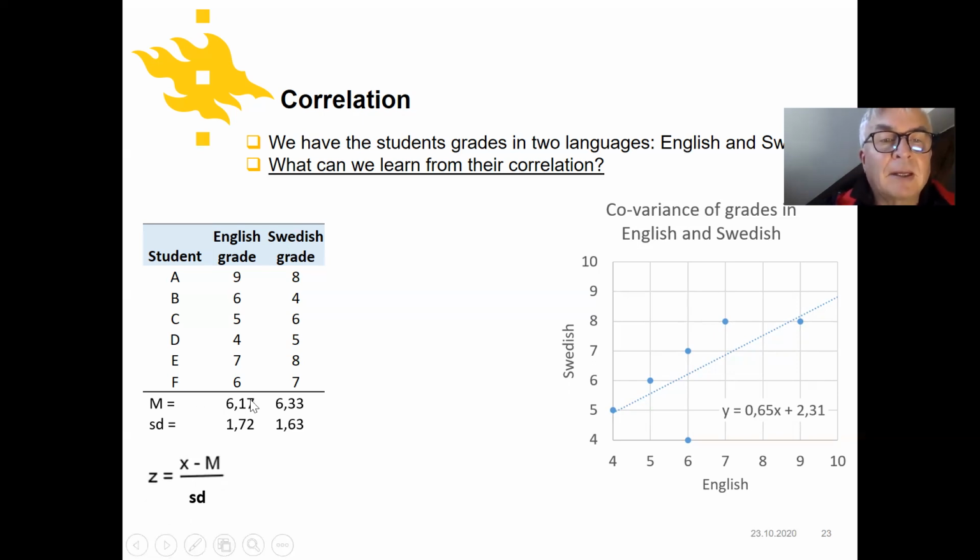Now what we have done here is we have counted the averages, sorry, the mean. So 6.17 here and so on. And standard deviation, let's see.